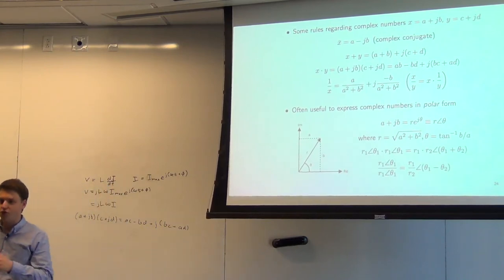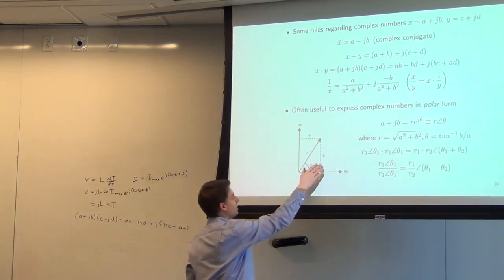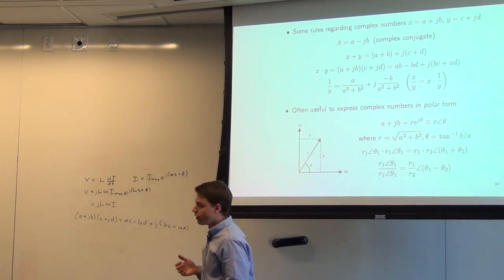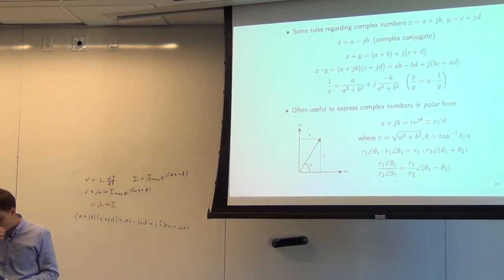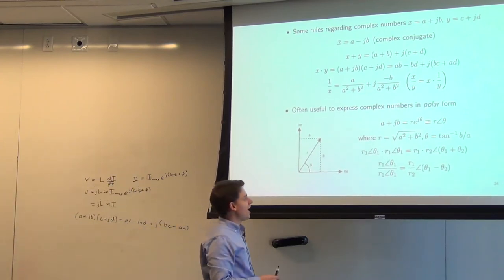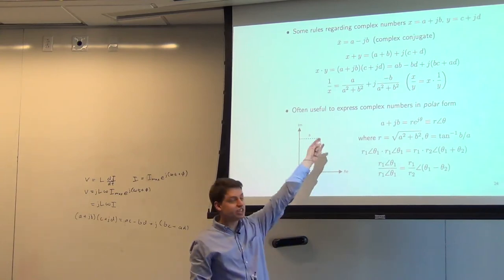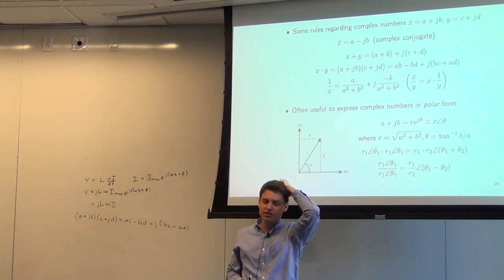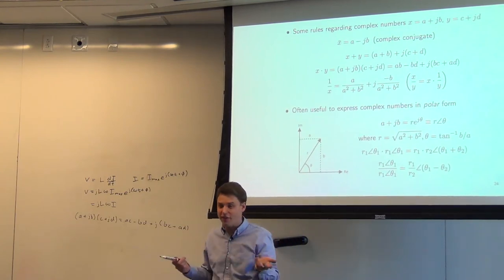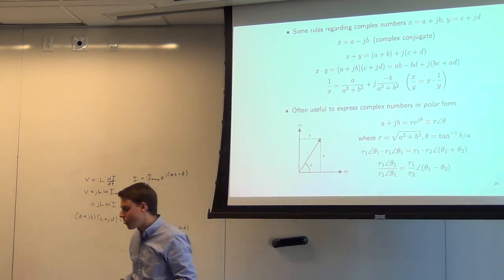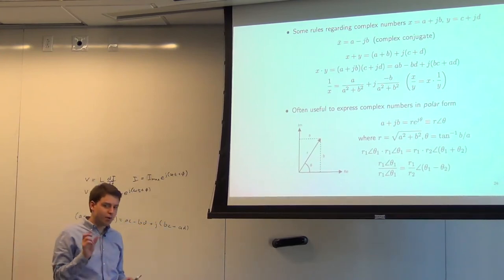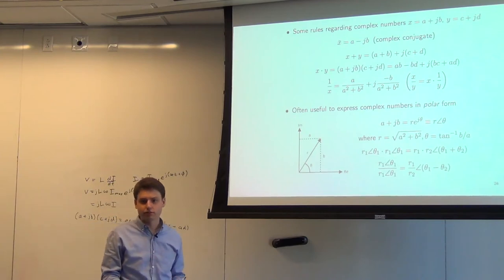It also could be the inverse cosine of b over r or stuff like that. But you can convert between the two back and forth, right? Now, the reason why you want to do this oftentimes is that addition in rectangular form was easy, right? We just added the corresponding parts. But multiplication is a little harder. Division is very annoying. It's a lot of different terms. In polar form, it's much easier to multiply and divide things.